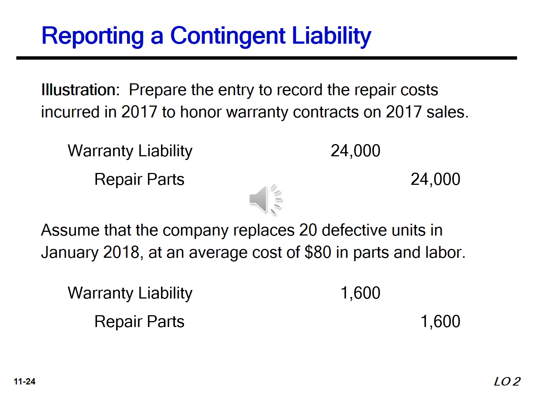Now assume that the company replaces 20 defective units in January 2018 at an average cost of $80 in parts and labor. So in that case, again, we're going to debit warranty liability for the multiplication result of the 20 by 80, which is 1,600, and we're going to credit repair parts.